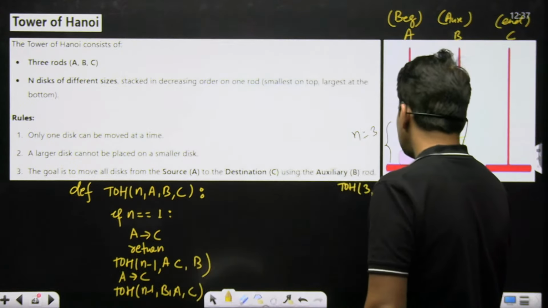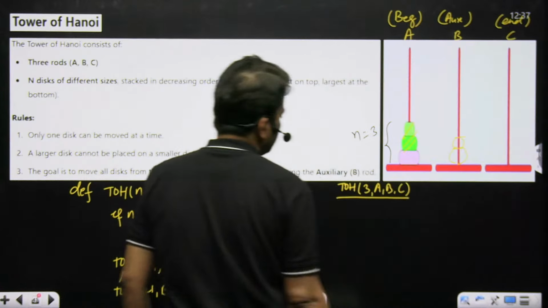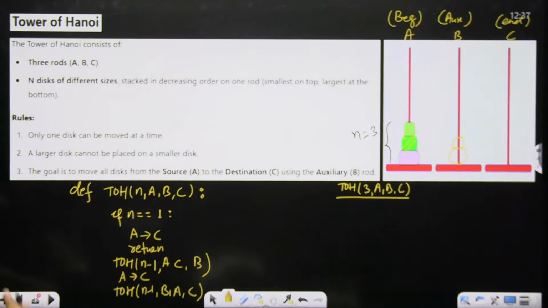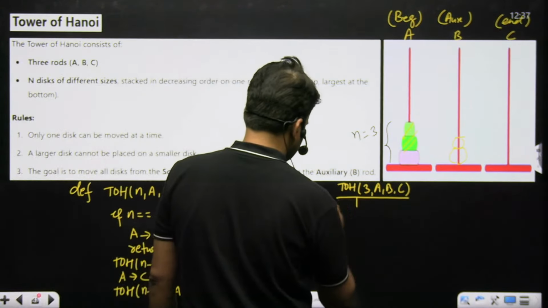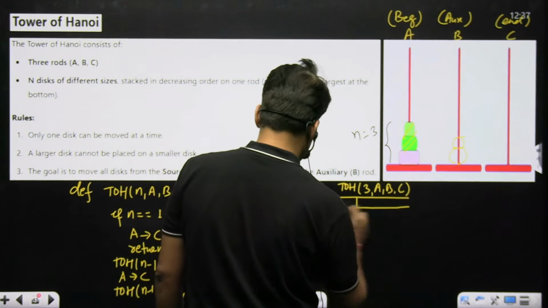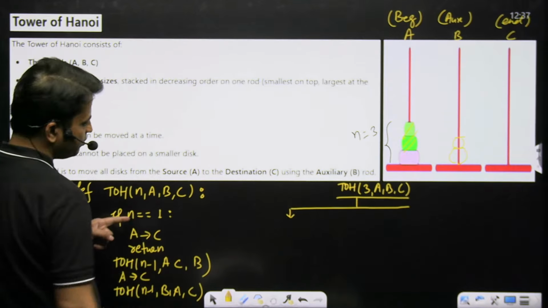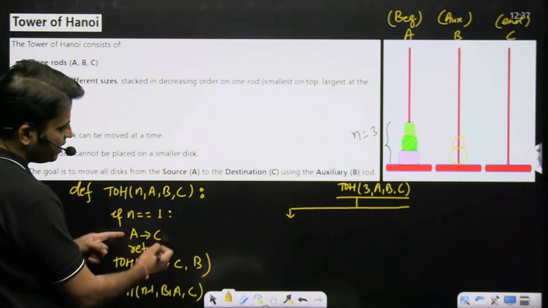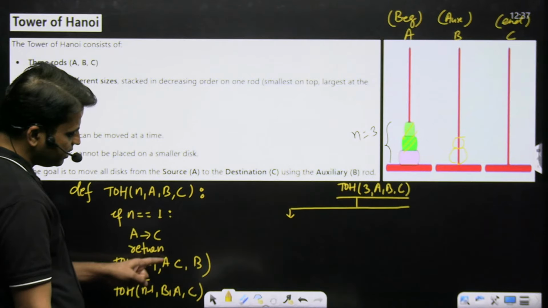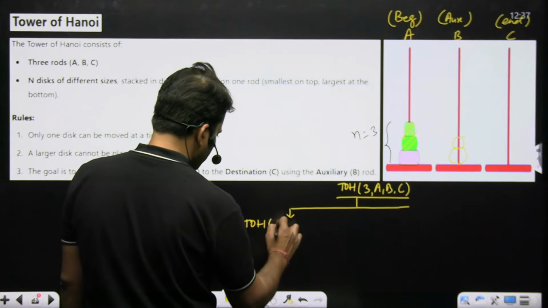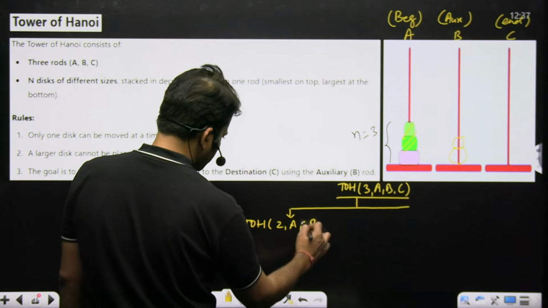Write for 3 disks: 3, A, B, C. Sir, n equals 3 disks. If n equals 1, this is the base condition or recursion termination condition: then directly move A to C. Otherwise, Tower of Hanoi n minus 1 disks from A to auxiliary. So you transfer n minus 1 disks from A to auxiliary. Sir, auxiliary page is B, right?